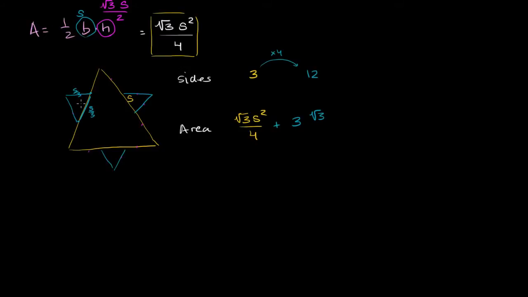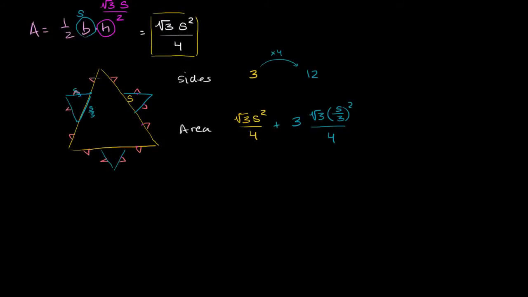Every pass, the sides of the equilateral triangle become 1/3 of the previous pass. So it's not going to be s squared anymore. It's going to be s over 3 squared. And then all of that over 4. Then let's do another pass. So we're going to add these triangles right over here. We're going to add these right over there.